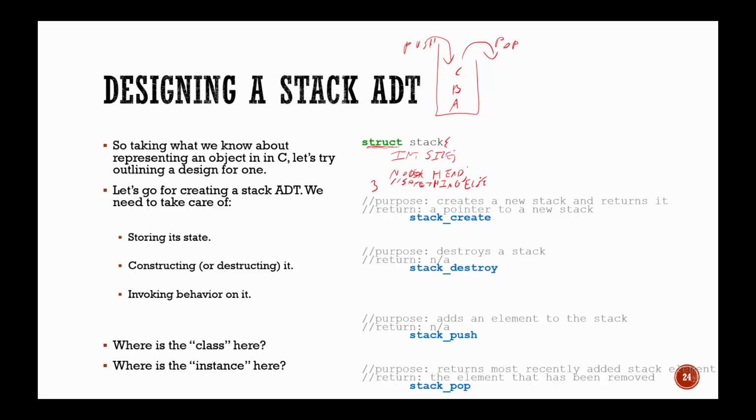Okay, so stack create. I have here some outlines. So I want to create this. This is going to be a constructor. I want a method that can create a new stack and return it, and it'll return a new pointer.